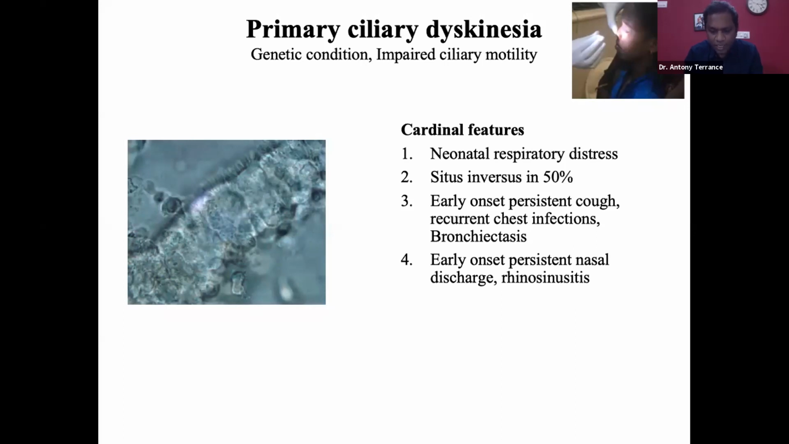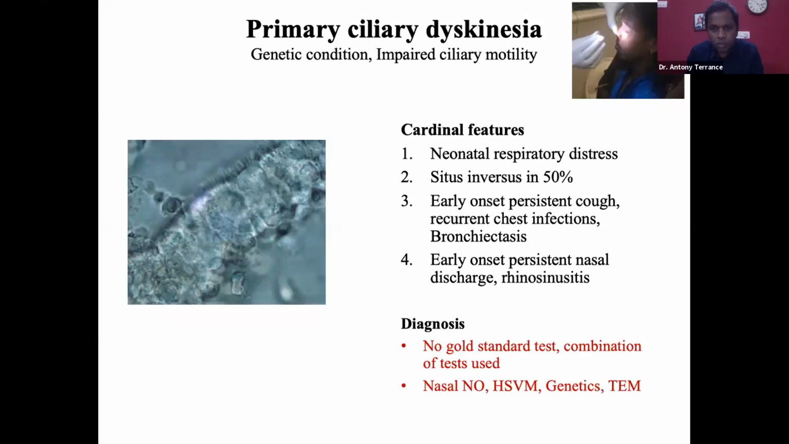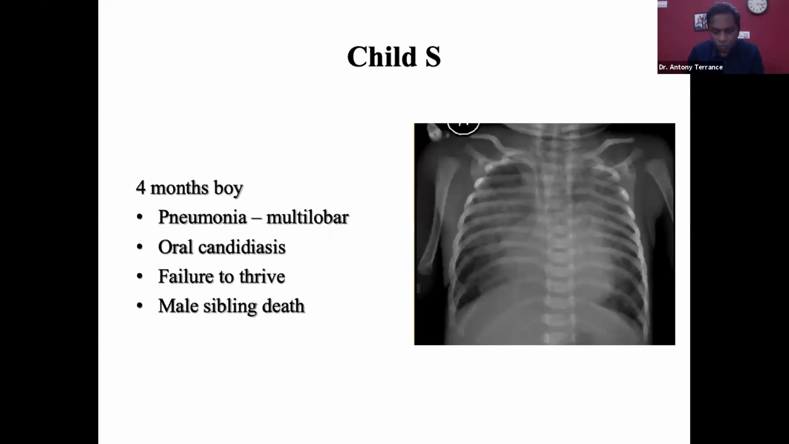Here, the investigations are not straightforward. There is no gold standard investigation. You usually use a combination of 4 tests: 2 upfront tests like nasal nitric oxide and nasal brushings for ciliary motility. The confirmatory test will be either genetics or electron microscopy. They all have their positives and negatives. I'm not going into the details of it, and we'll move on to the case scenario.